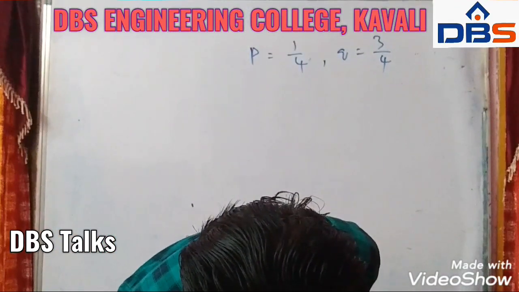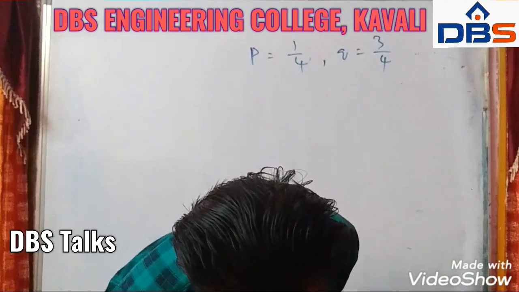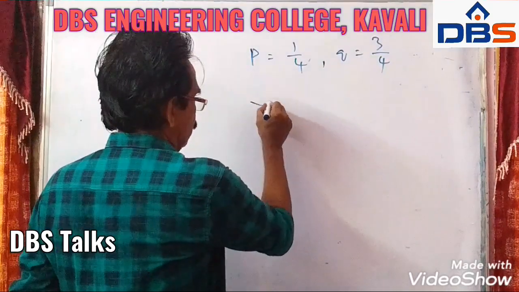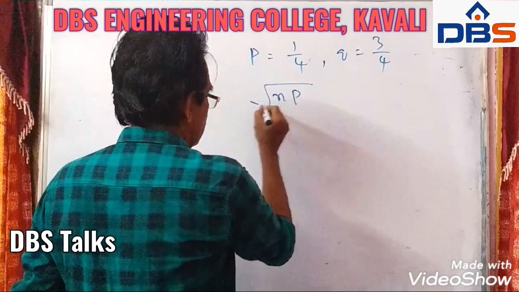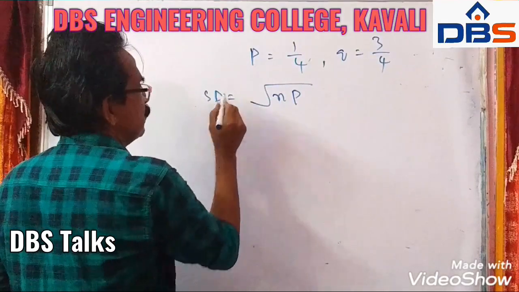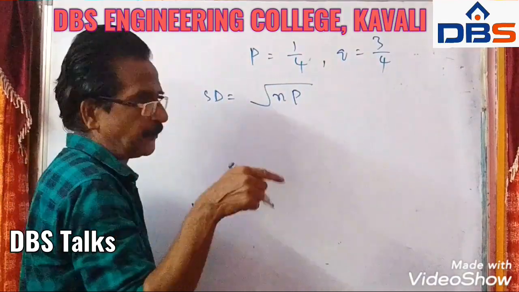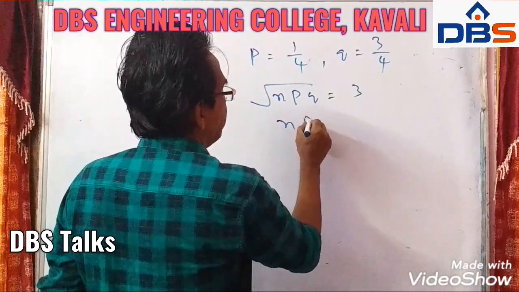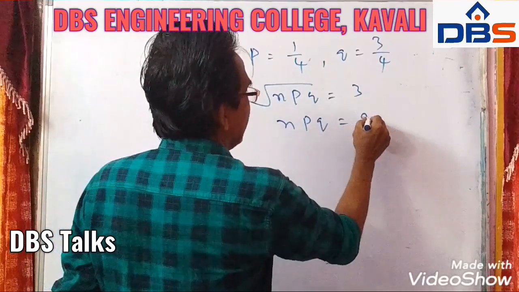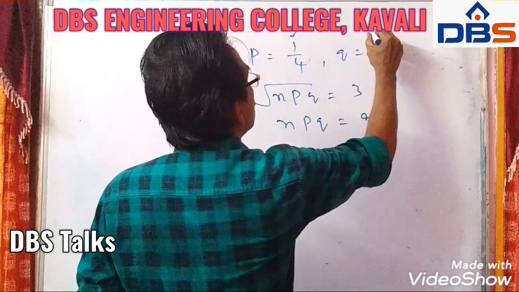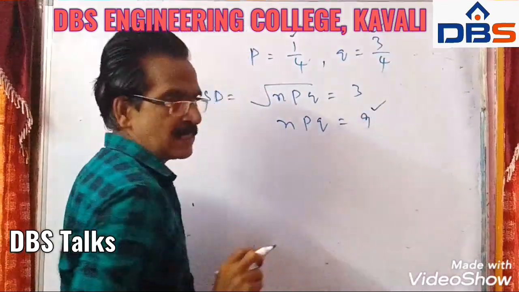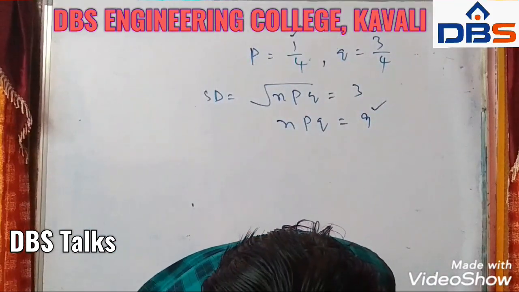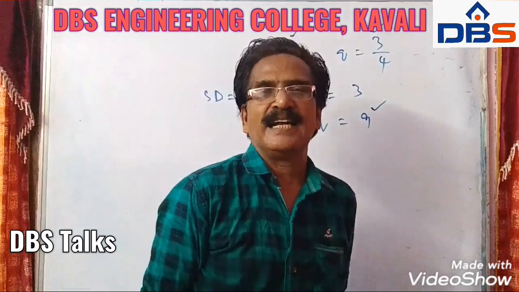And what else is given? Standard deviation is given. Standard deviation is 3. Standard deviation friends, variance is equal to npq, standard deviation is root of npq. So root of npq is given as 3. Therefore npq is equal to 9. So p is known, q is known, and npq is known. Let us see what is to be found. Find the mean.